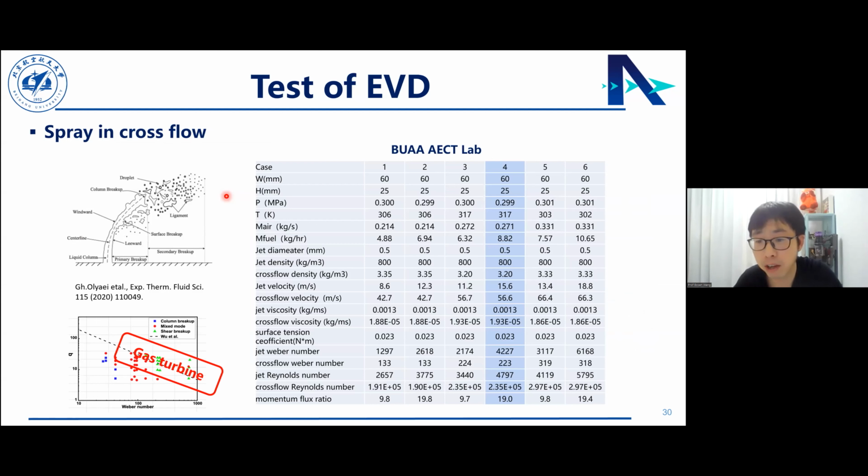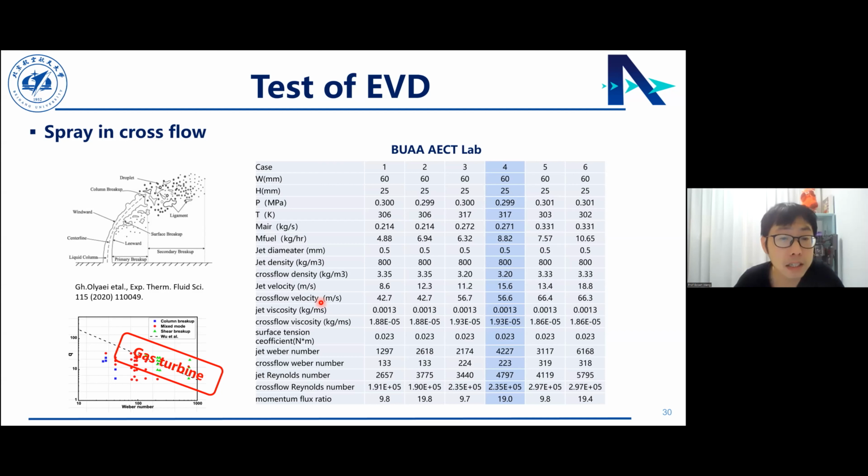Then I will give an example of the 4th case. The 4th case has a cross-flow Weber number of 223, and the momentum flux ratio is about 19. The jet Reynolds number is about 4,797, and the jet Weber number is also more than 4,000.